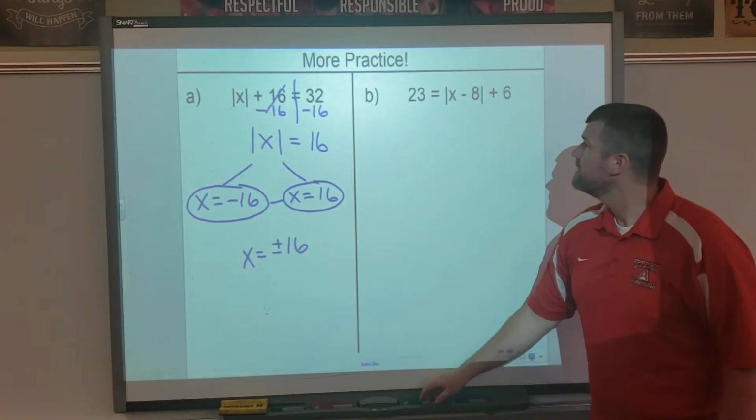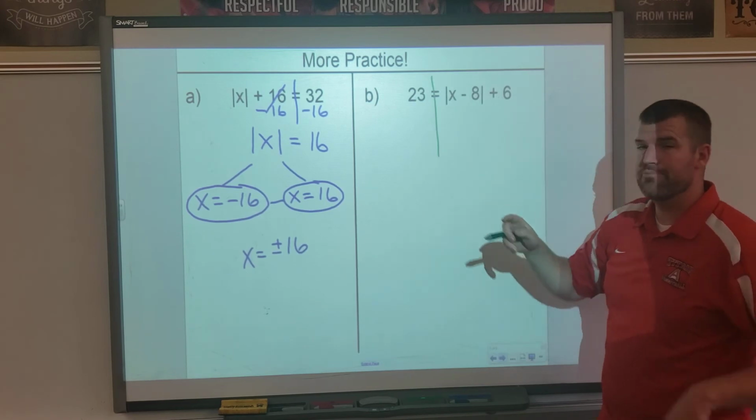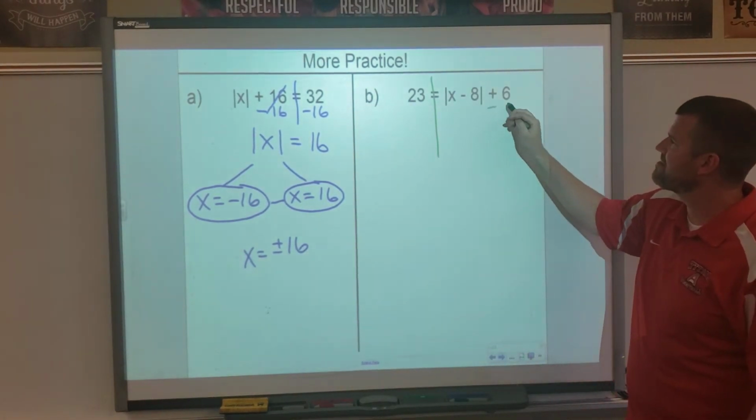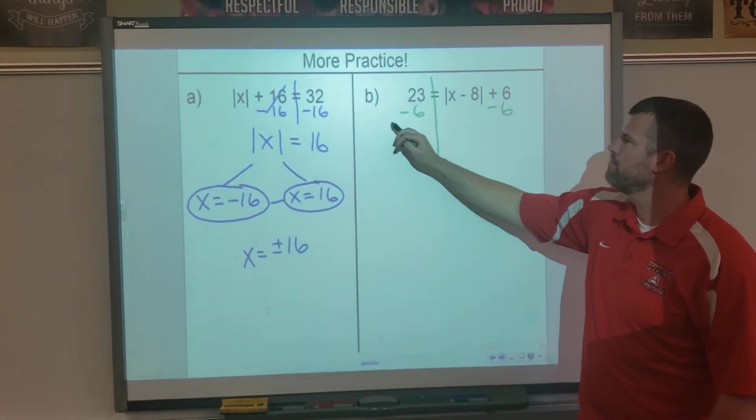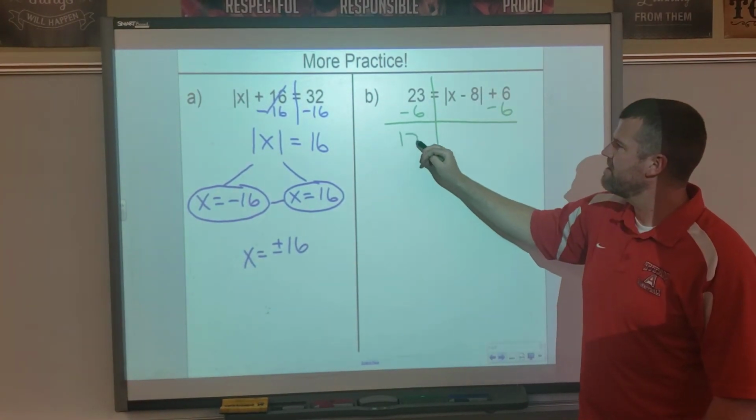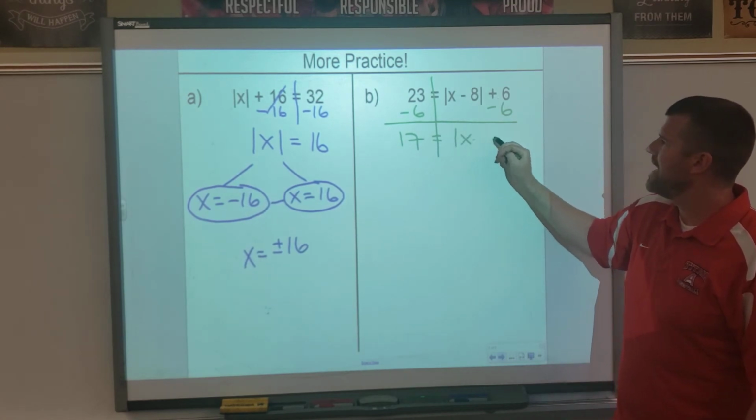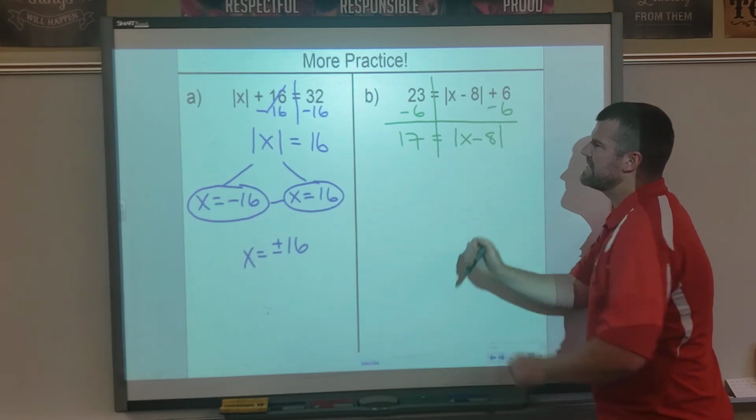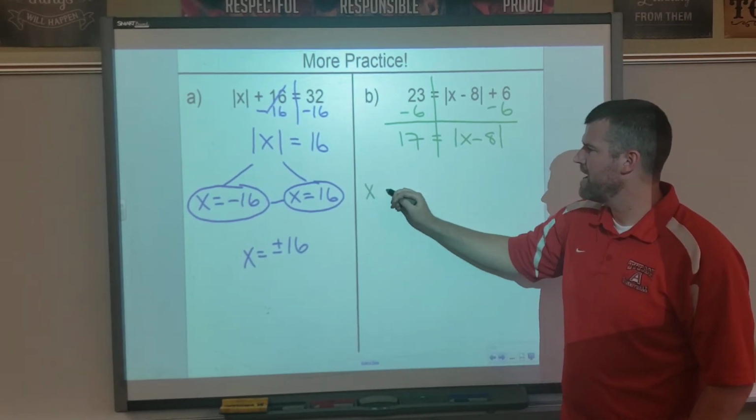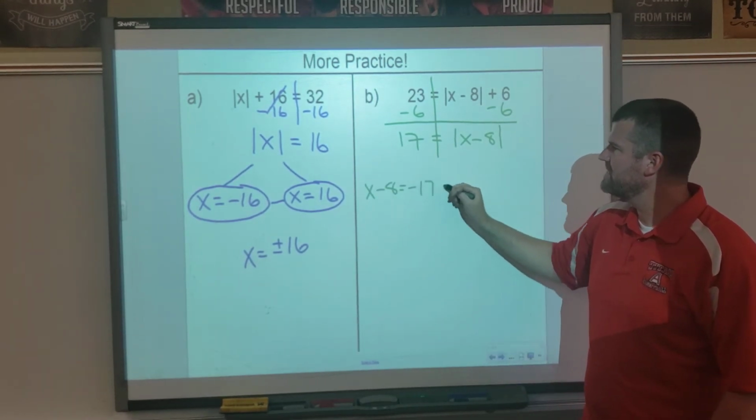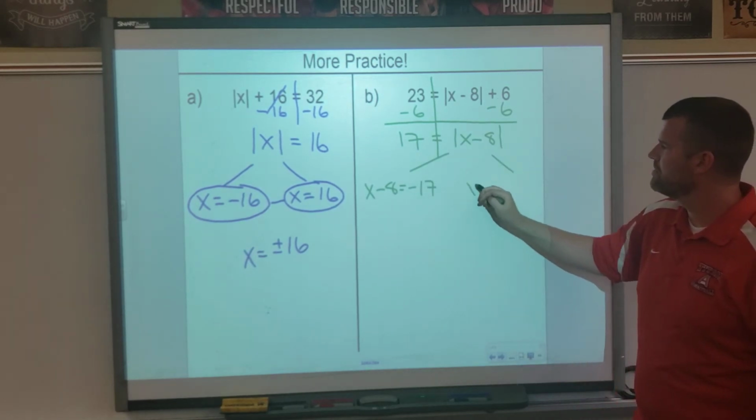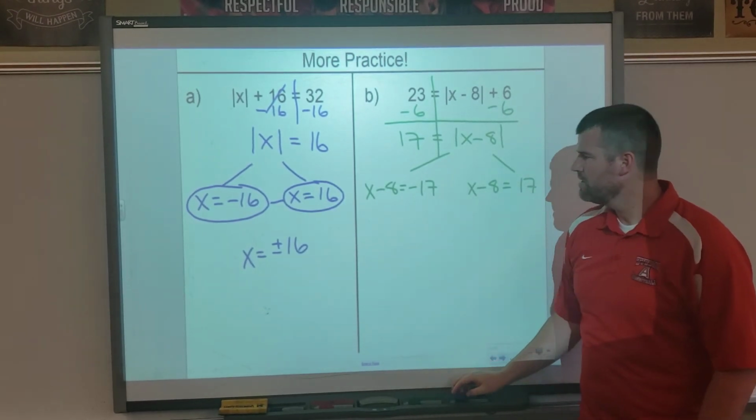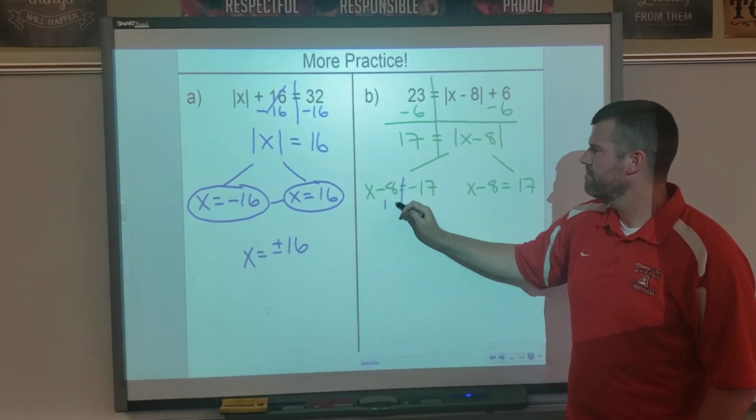All right, next example. Can I split it into my two problems yet? No, I need to get rid of the 6, so I'm going to subtract 6 on both sides, which gives me 17 equals absolute value of x minus 8. If my distance is 17, that means I'm either at negative 17 or I am at positive 17. And then we solve both problems.